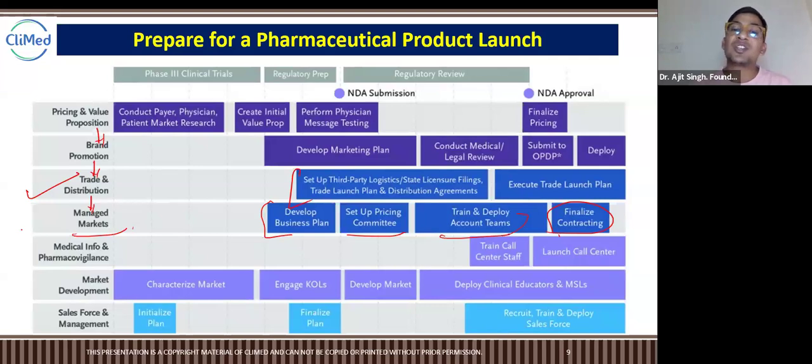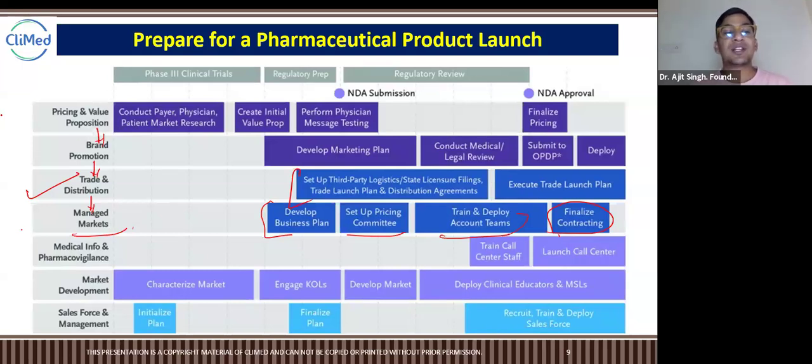So manufacturers just manufacture, and there are the marketers. Marketing companies take care of the entire market, right? So the manufacturer has to manage the markets also, with proper planning, with proper pricing distribution, the pricing committee.